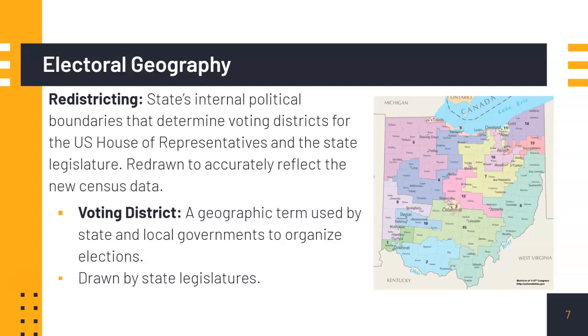A voting district is a geographic area created by state and local governments to organize elections. These districts are drawn by state legislatures and are intended to reflect shifts in population. Redistricting can impact political power within a state, as the way districts are drawn can influence election outcomes. This process may also involve political maneuvering, known as gerrymandering, where district boundaries are manipulated to favor a political party. Thus, understanding redistricting is crucial for understanding how representation is determined and how the electoral system reflects population changes over time.